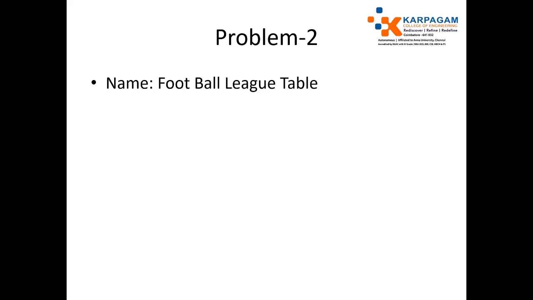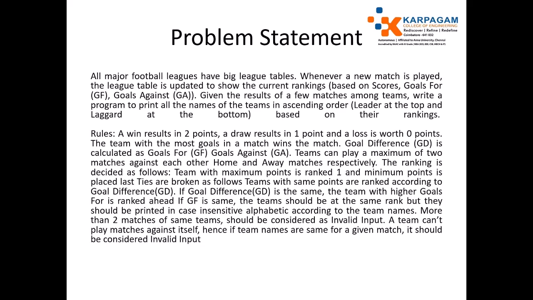Then there is another problem, football league table, which takes more time to implement. I read the problem statement. All major football leagues have big league tables. Whenever a new match is played, the league table is updated to show the current rankings based on the scores, goals for, and goals against. Given the results of a few matches among teams, write a program to print all the names of the teams in ascending order.